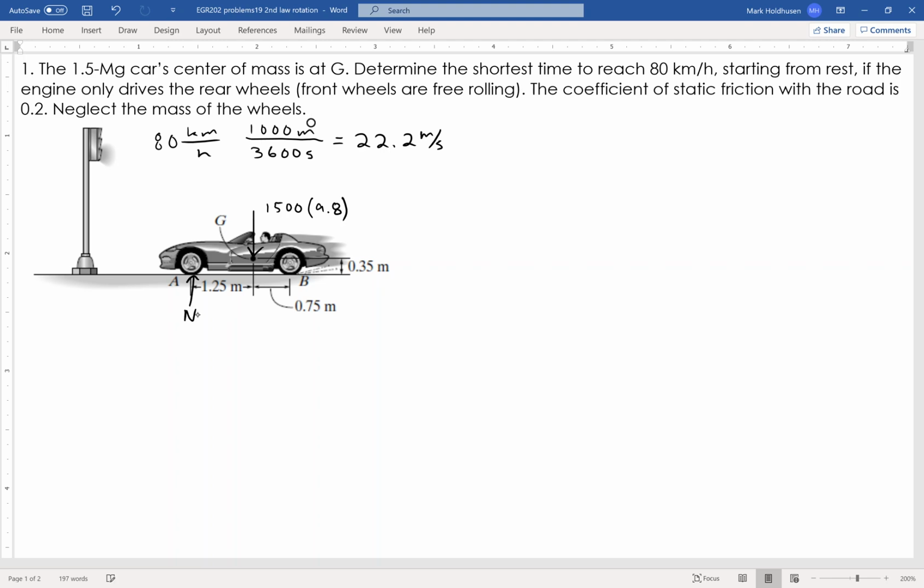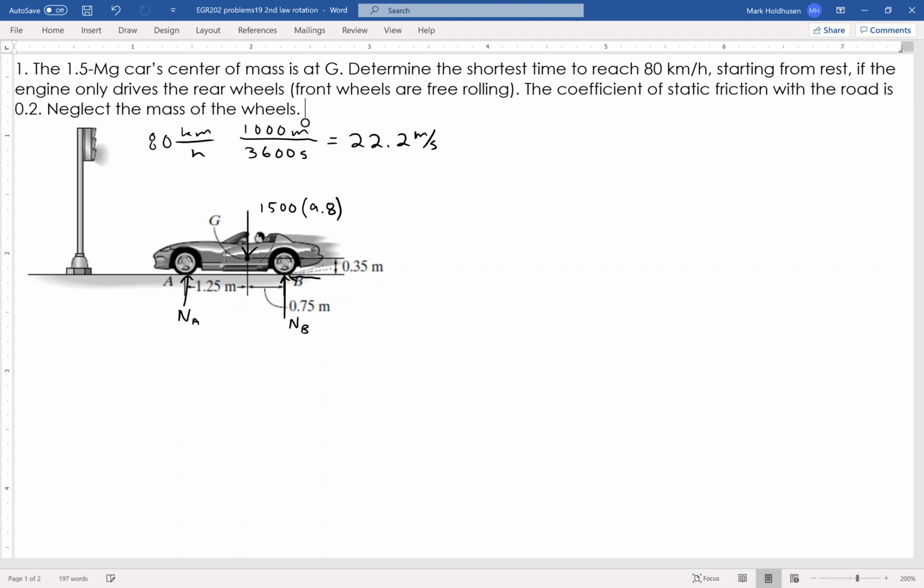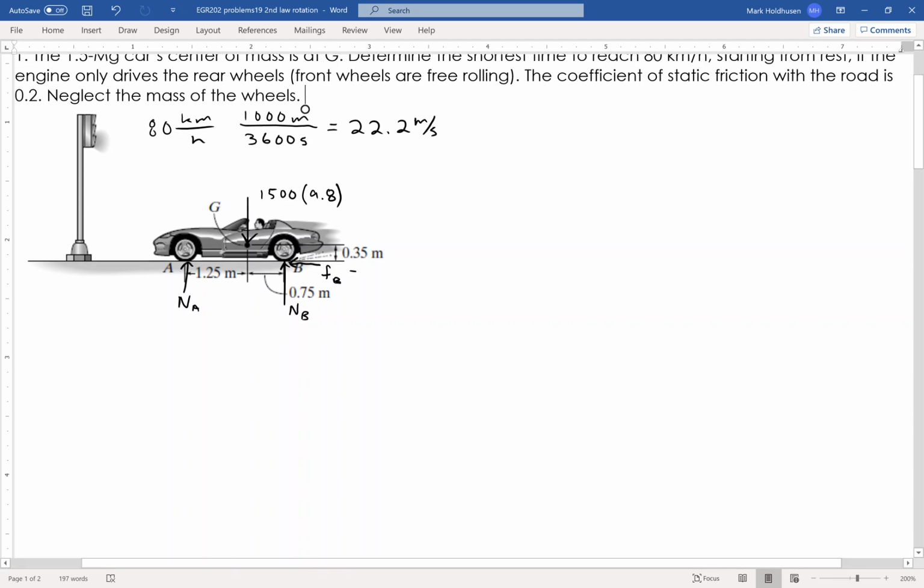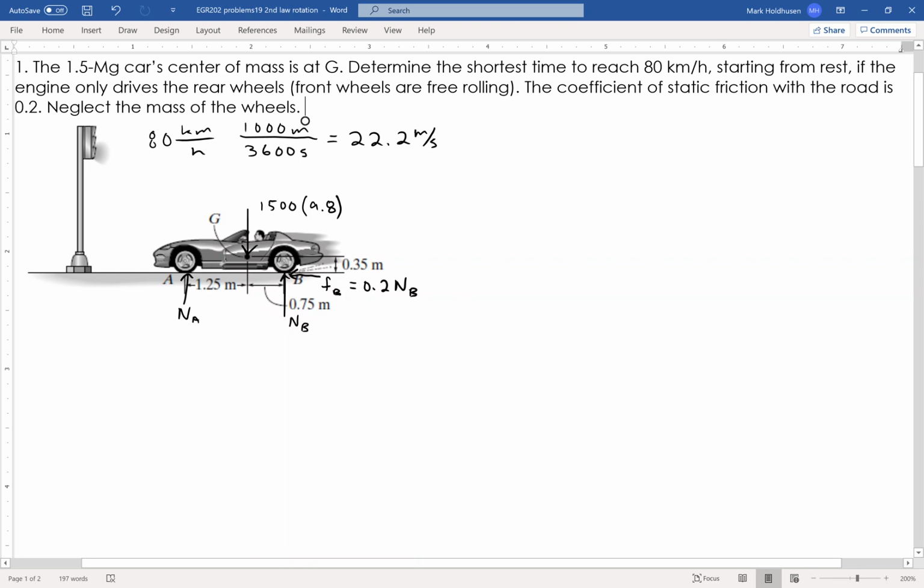Then I'll have two normal forces: a normal force at A, and a normal force at B. The only other force I'll have is the friction force, and that'll only occur at B. Because I want to find the fastest I can do, I want this at F max. I want to push the limits of that, so that's going to be 0.2 times NB. Okay, so that's my free body diagram right there.